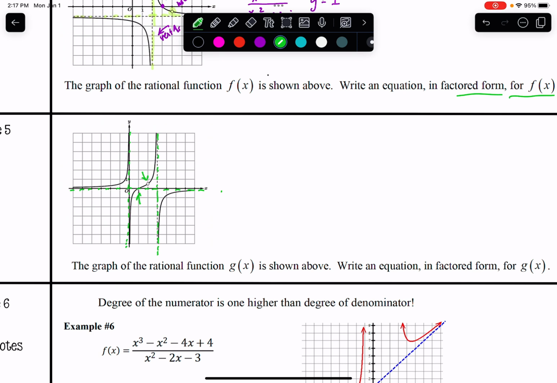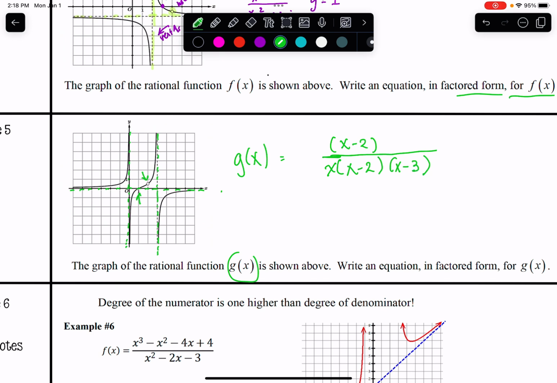So all right, let's do the hole first. I always start with that. This is a g of x function, so g of x would be equal to, the hole is at 2, so x minus 2 over x minus 2. We then have vertical asymptotes at x equals 0, so I'll put an x out in front, and at 3, so I have to have an x minus 3.